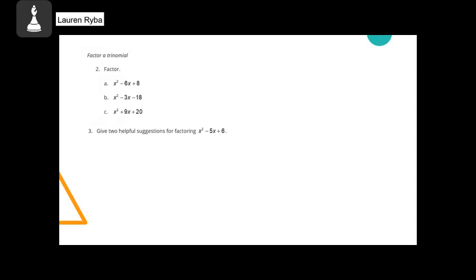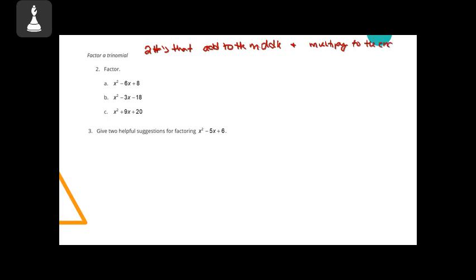The next is working with a trinomial with no coefficient on the first term. So there's no number in front of that first x squared piece. When you're working with these, our goal is to find 2 numbers that add to the middle and also multiply to the end number. So for this first one, we're looking for 2 numbers that add to make -6, and those same 2 numbers multiply to make 8.